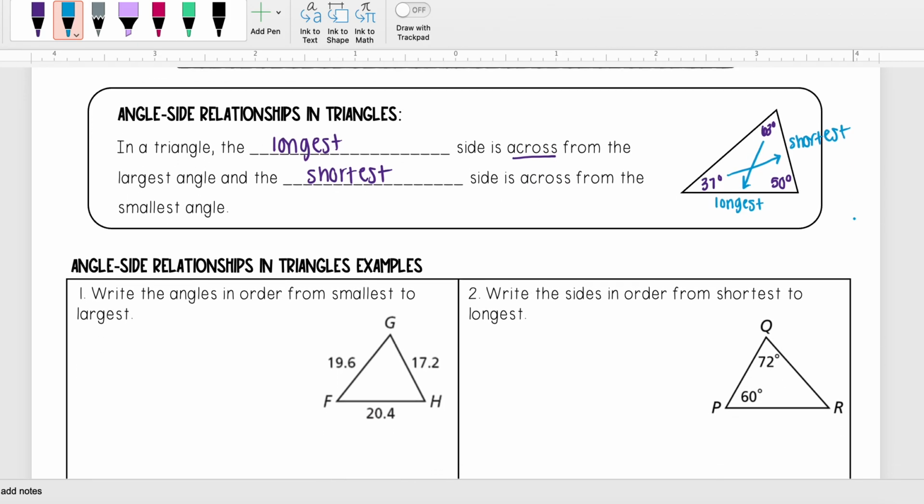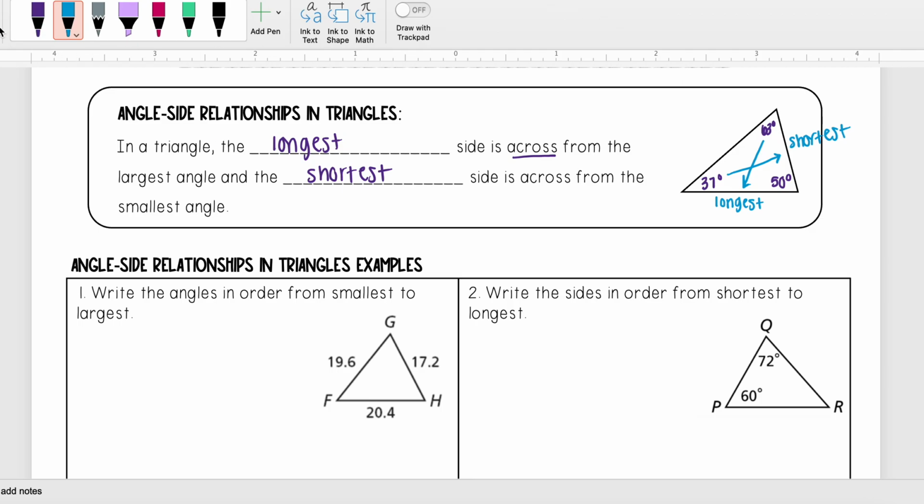And you can work with that vice versa. So let's say I'm actually just given the side measures here. And let's say I had 15, 7, and 13. This also tells us that my smallest angle is going to be across my smallest side. So my smallest side here is 7. So that means that this will be my smallest angle. And I see that my largest angle is going to be across my longest side. My longest side is 15. And so my largest angle is going to be across from that.